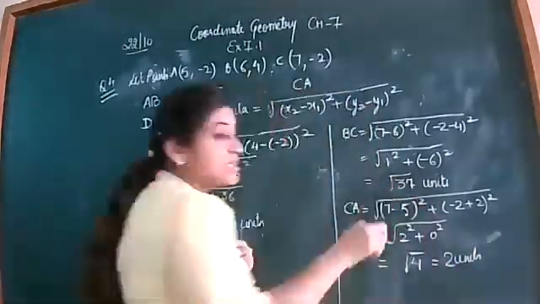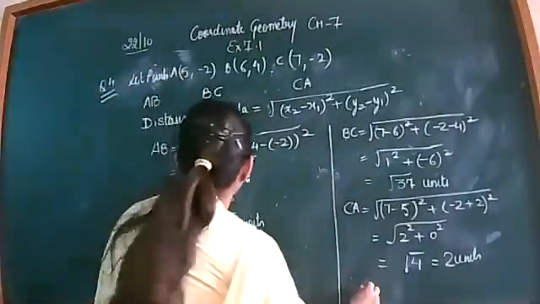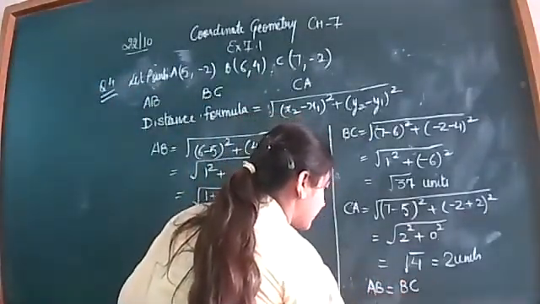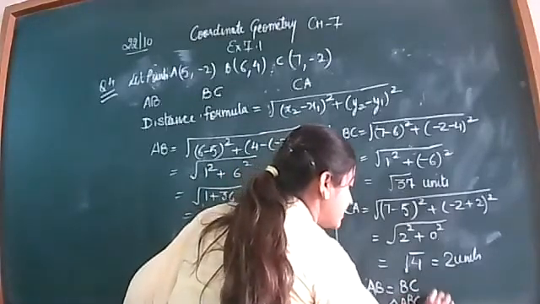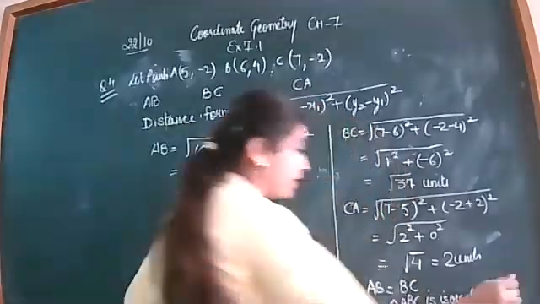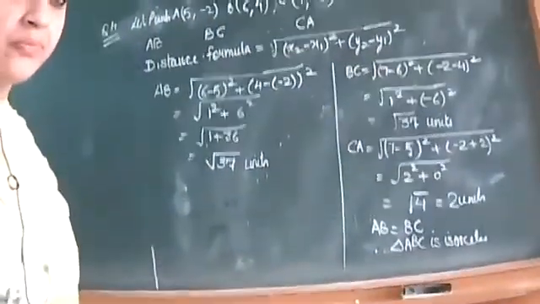So among these three sides, you can see that two of its sides are equal. So you will write here AB is equal to BC. Therefore, triangle ABC is isosceles. Is it okay, beta? Any doubt?